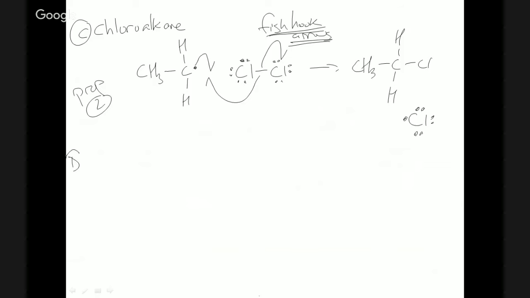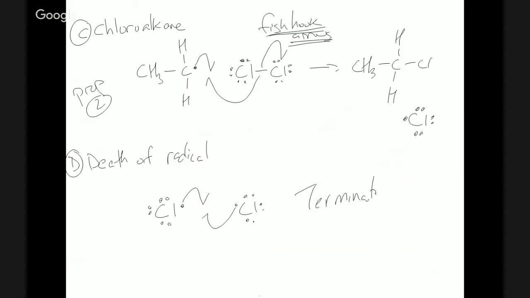And then D is death of the radical. Okay, there's multiple pathways here. The book shows 3 of them in part 3 termination. Let's just show one. I want you to look at the book and work on that. 2 of these radicals can come together and terminate to reform Cl2. Carbon radicals can come together. Okay, carbon and chlorine can come together. So this is termination. The rest of these we'll do in circular fashion.